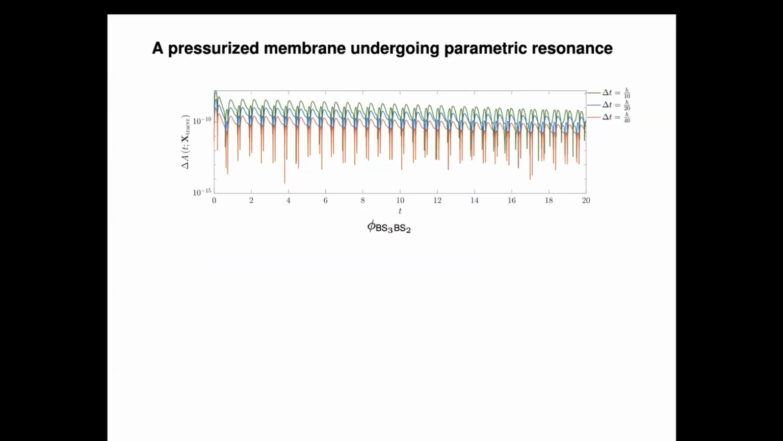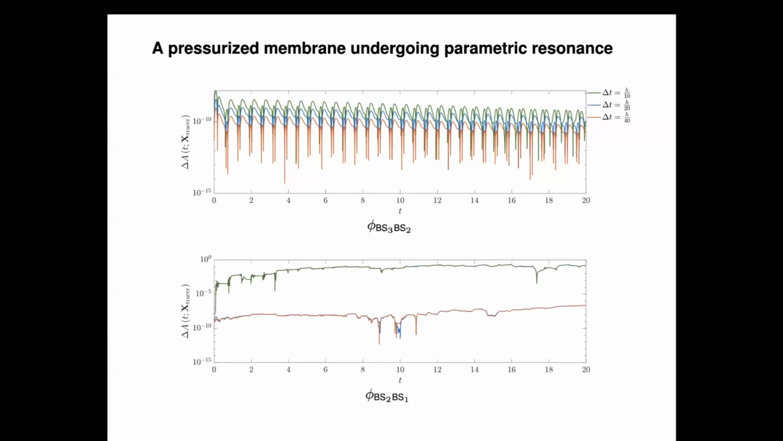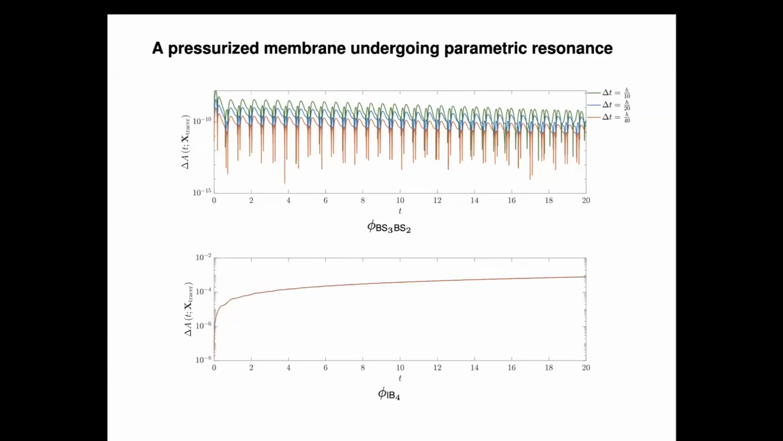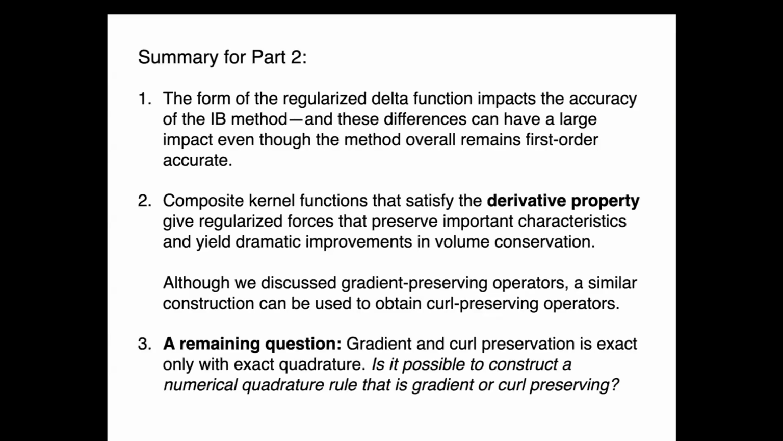You can look and see what the impact of time stepping error is, and for these higher continuity order composite B-splines, it has very little impact. For lower continuity order composite B-splines, the impact of time stepping can be quite dramatic in terms of volume conservation. And then this is just the 4-point delta function. Okay, all right. So that's part 2 of 5.